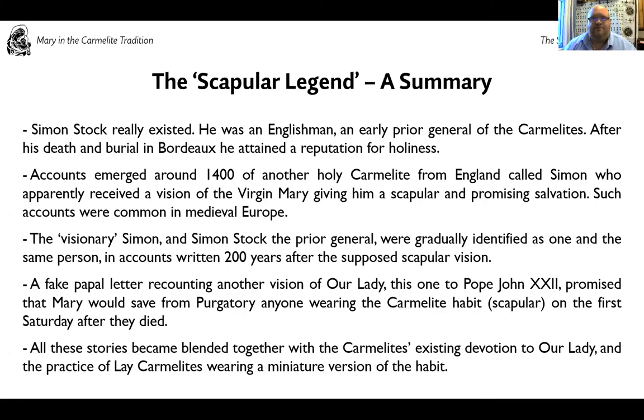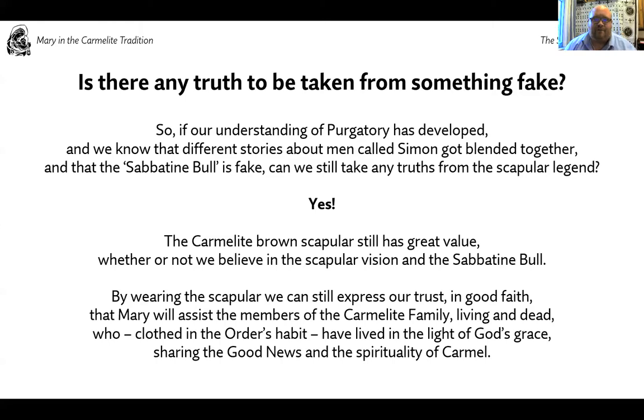Now, does this mean that we can't take some benefit from the scapular devotion? Absolutely not. I think there is a truth or truths that we can take from the scapular. Does it still have something to say to us? Absolutely it does. It still has value, even if we don't believe in a vision and if we don't believe in the Sabbatine bull. We can still wear the scapular and promote the scapular to express our trust in good faith that Mary will assist the members of the Carmelite family, both living and dead, who, clothed in the order's habit, have lived in the light of God's grace, sharing the good news and the spirituality of Carmel.